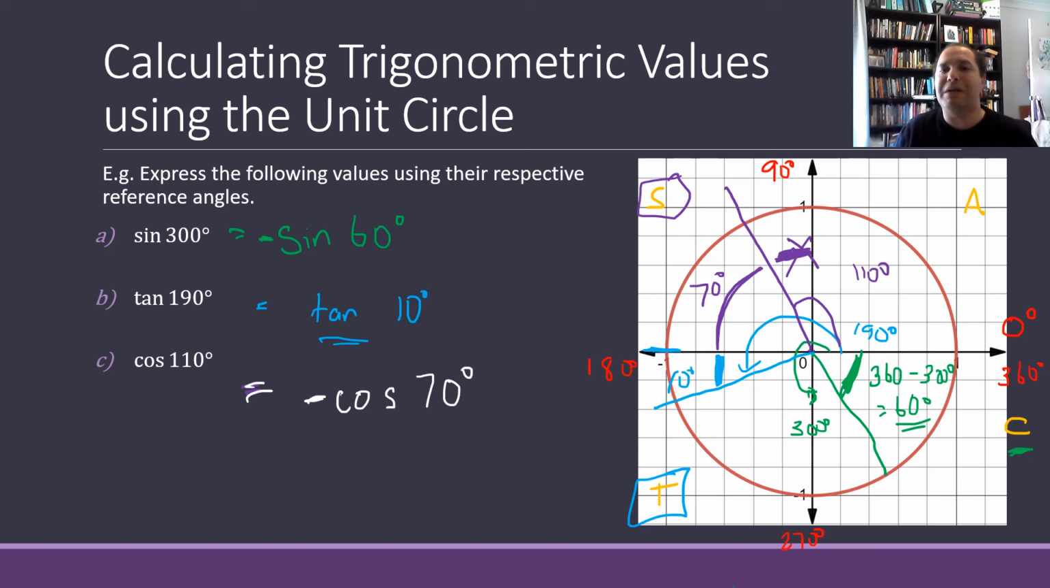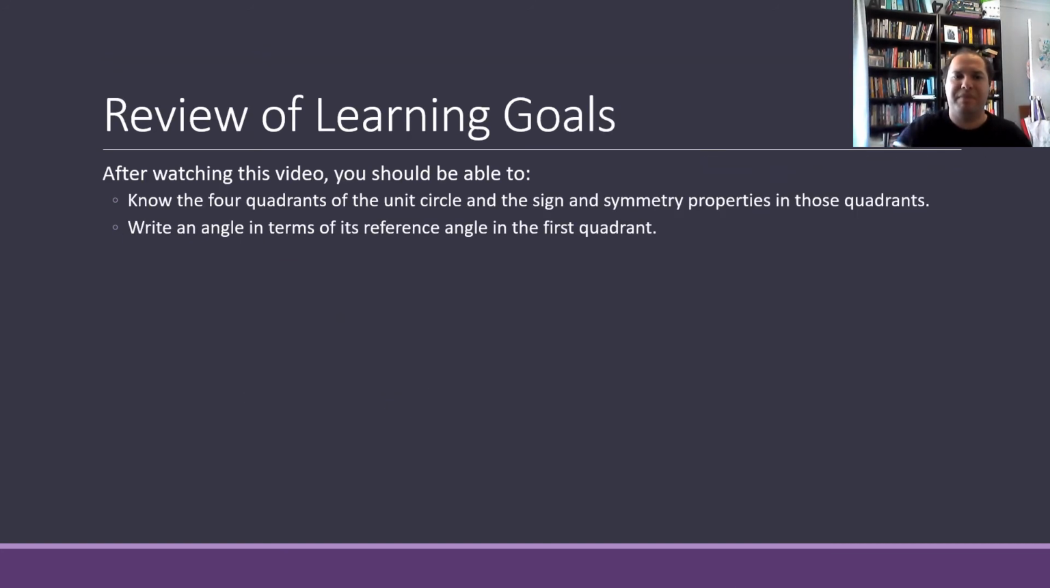And so that's how we use our unit circle and our sketches to help us simplify the trig ratios of certain angles. Right, so after watching this video, you should be able to know the four quadrants and use symmetry or reference angles to help us simplify those trig ratios.